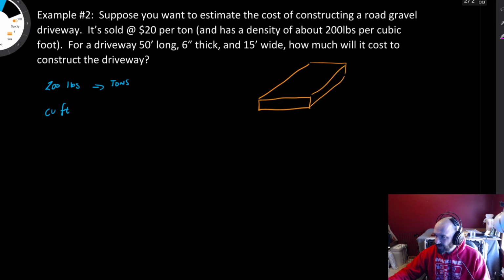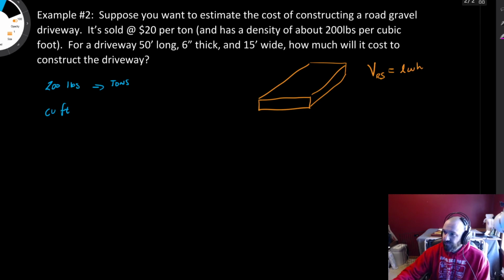So I have this shape. It's a solid, so it's a rectangular solid. Now, cubic feet is the amount of stuff that I hold in my hand. It's a volume. To find the volume of a rectangular solid, you take the length times the width times the height. So if I mark those down here, my length was 50 feet, my width was 15 feet, and my height was 6 inches.